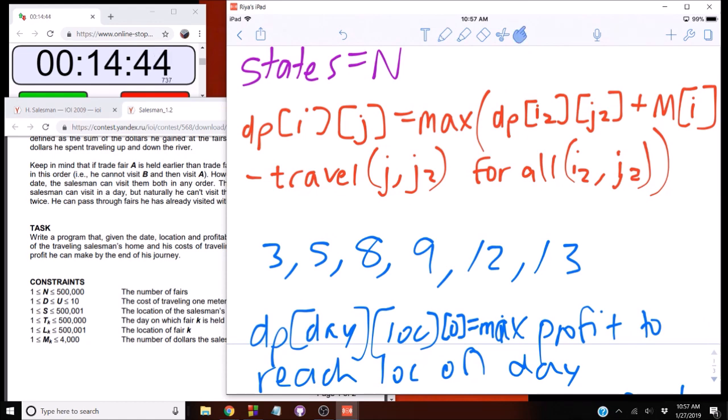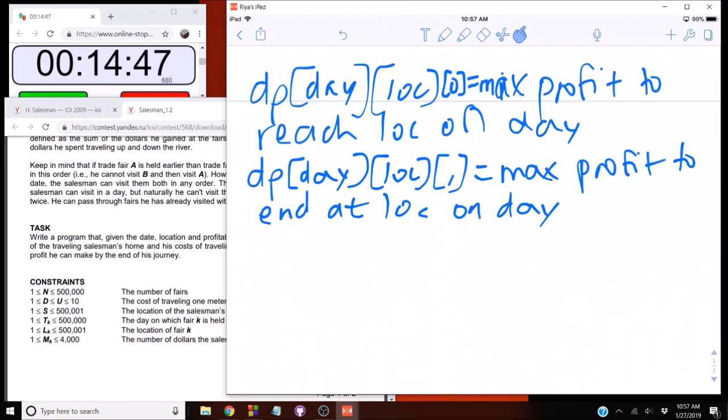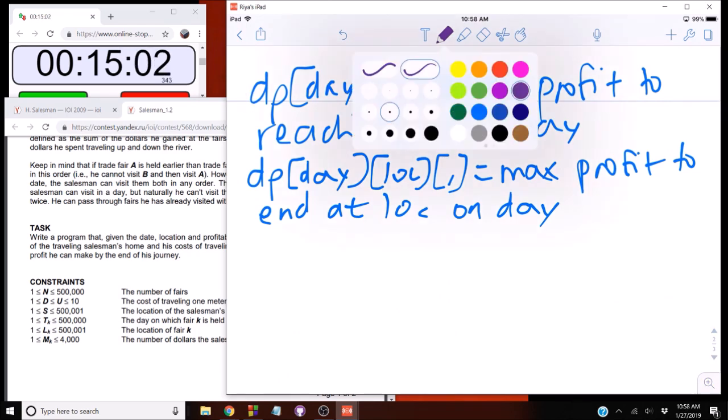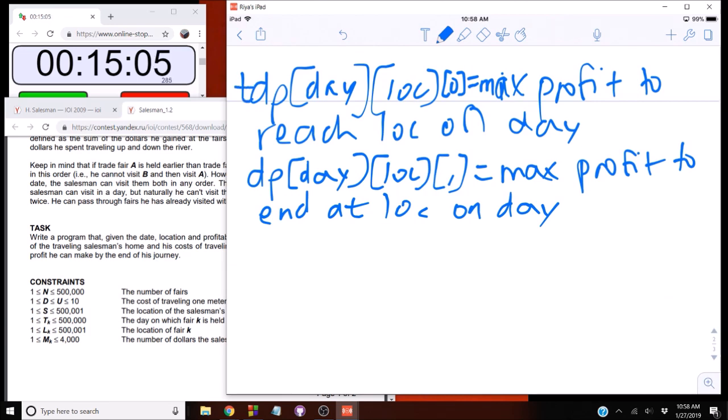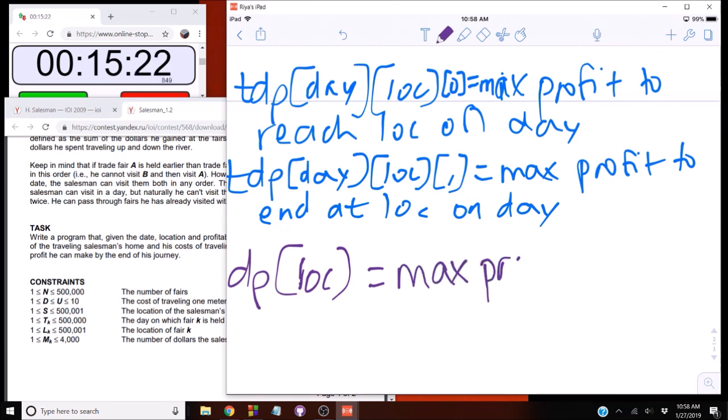It's a tricky problem. Alright, so let's just say that DP[day][lock] 0, we calculate this, and then we calculate DP[day][lock] 1, so we'll have these as temporary DP arrays, TDP0 and TDP1. Okay, and then our actual DP array looks something like DP[lock] equals max profit ending at this location.